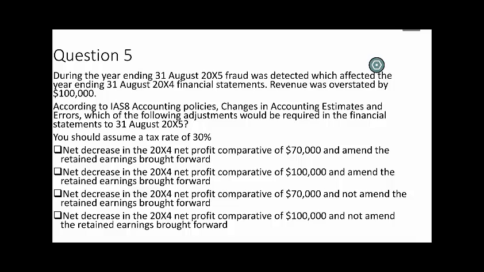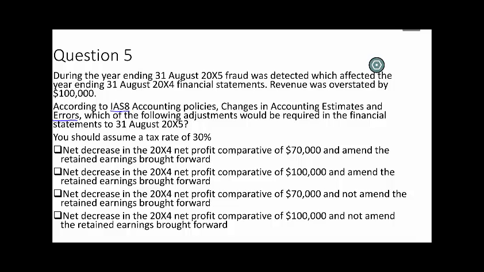Question 5 is based on the effects of IAS 8, accounting policies, changes in accounting estimates and errors, and in this case is particularly picking up on how we account for errors. So the main aspects of IAS 8 are that, between change of policy, estimate and dealing with errors, whether we need to make retrospective adjustments or whether we simply reflect those changes from this point forwards.